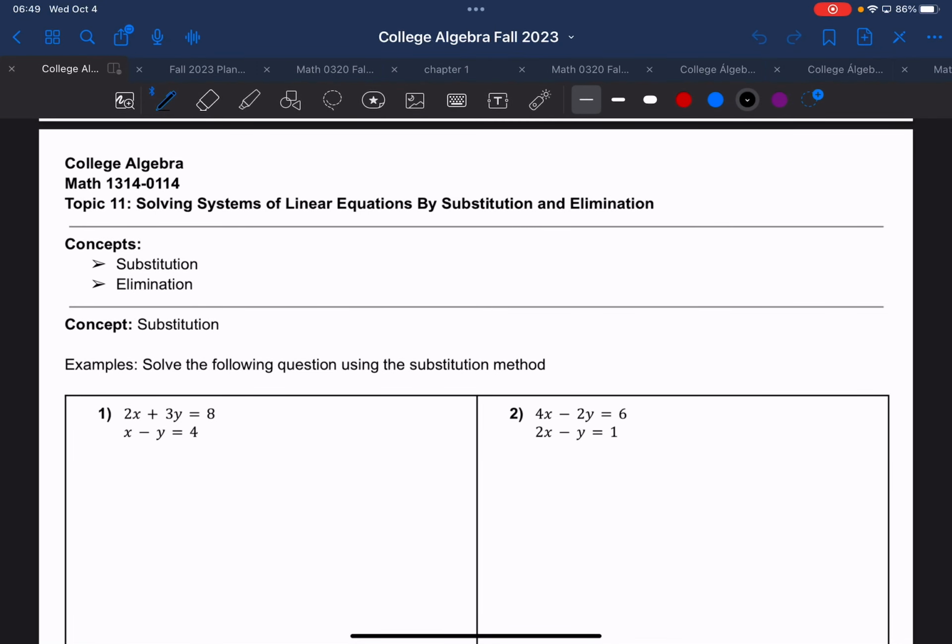Okay, so last class we talked about solving systems of equations by graphing. Now we're going to talk about the other two methods, and that's solving by substitution and solving by elimination. Once you know all three of these methods, you can choose any method to solve a system of linear equations unless specified otherwise. So if it says specifically solve by substitution, then you are required to solve by substitution.